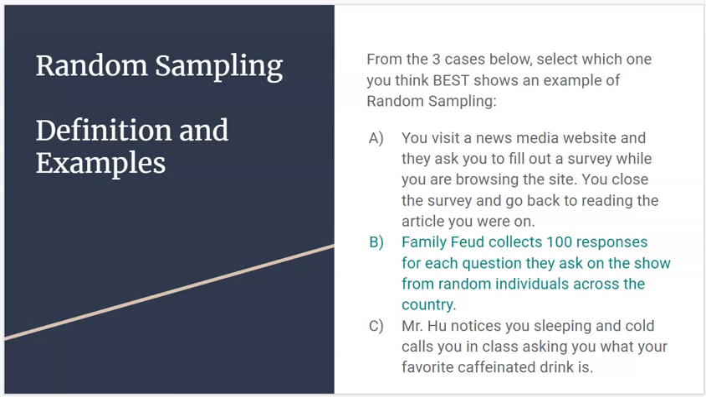Family Feud is a show that employs a lot of random sampling. If you've ever seen the show, you know that you get points based on how many people gave that answer. So it's a pretty good example of random sampling. It's 100 responses, which is pretty small when they ask across the country, but again, it's pretty good at avoiding bias. Usually the highest answer is one you would expect, and the lowest answer is maybe a niche one that shows up from a few people.